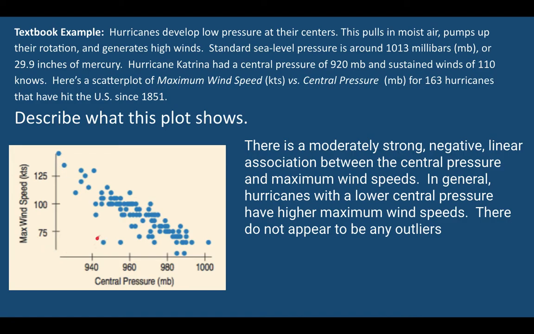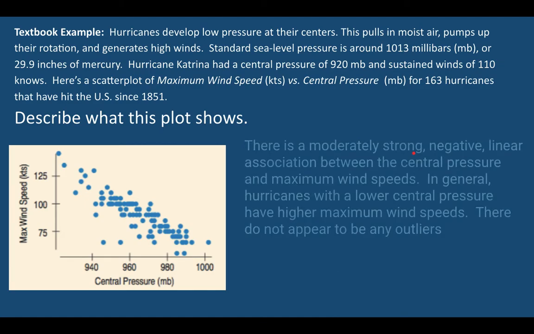Now somebody might make an argument that this point here looks a little bit like an outlier. If you want to make a case for that, talk about that point as an ordered pair when you state it. So I've hit all elements of DUFS. Direction would be the negative. Unusual features down here with outliers. F would be form, which is linear, and then strength, I'm saying moderately strong, and then I have it in context.